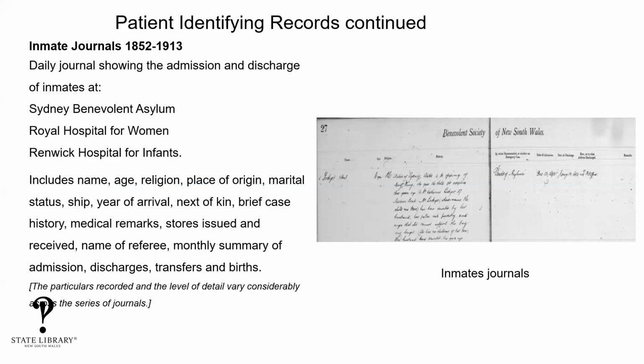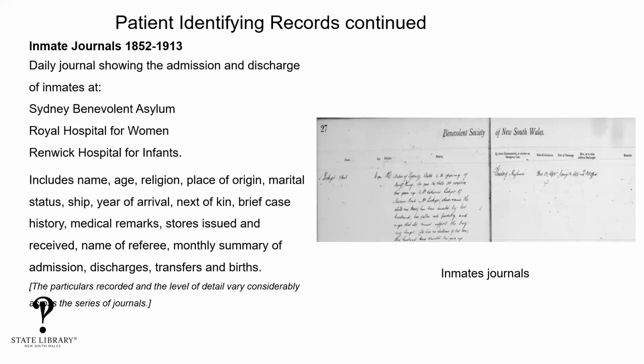To get started with the Benevolent Society records, use our library catalogue, and you'll find all the information you need within the catalogue. It gives you information on how to go about getting permission, and it steps you through it. Also, use the Guide to the Records of the Benevolent Society of New South Wales in the Mitchell Library. You can access this book in the Mitchell Library.